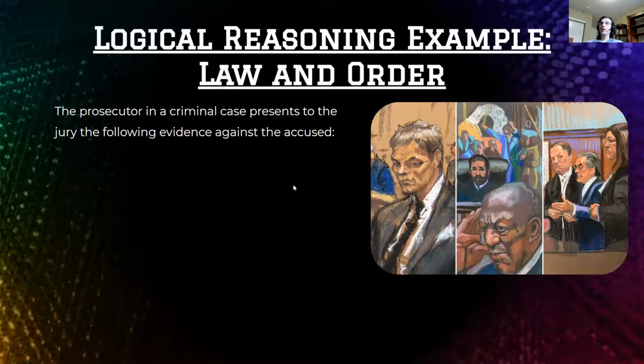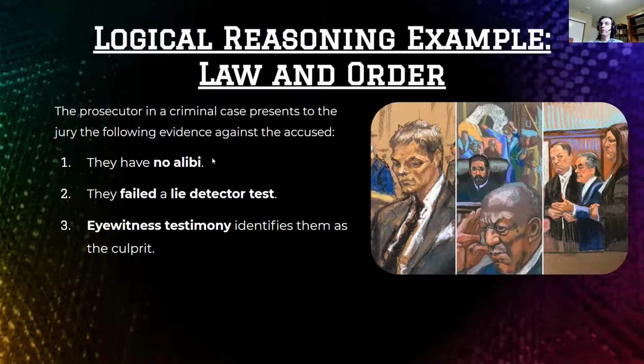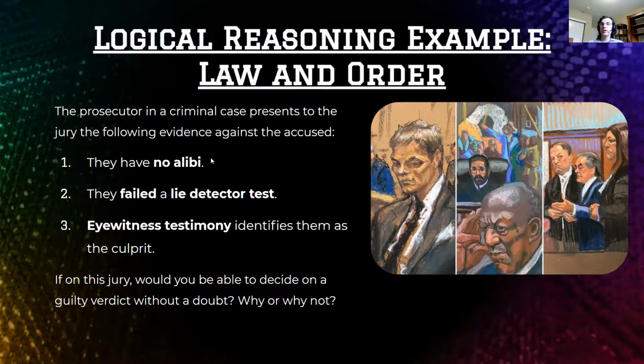Now, the prosecutor in a criminal case is presenting to the jury the following evidence against the accused. Number one, the accused has no alibi. Number two, they failed a lie detector test. Number three, eyewitness testimony has identified them as the culprit. And now they need you to decide: if you were on this jury, would you declare this person to be guilty without a doubt? Why or why not? Think about this. Pause the video for a minute or two and consider: would you claim this person is definitely guilty or not?